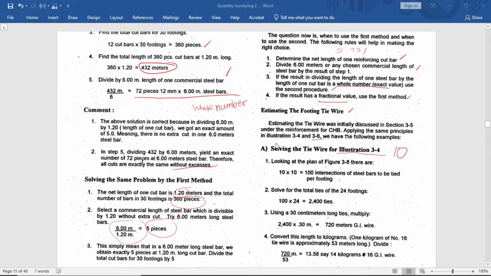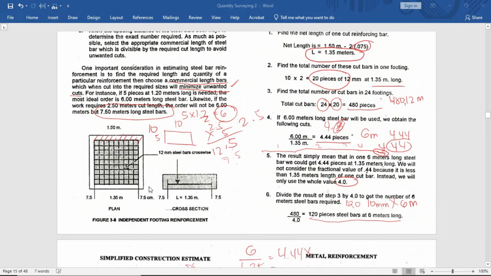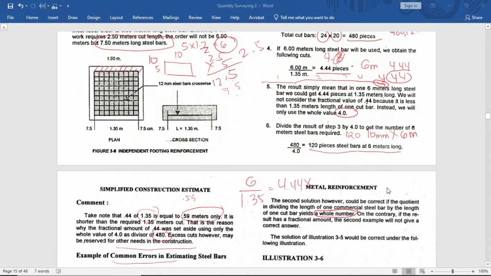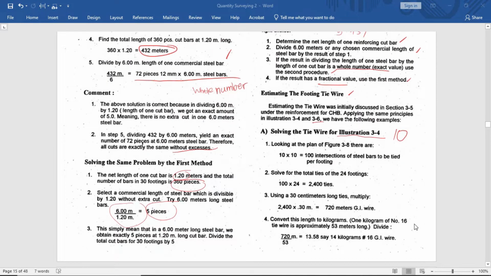Yan, 3-8. Ito yan. So, there are 10 cut lengths, 10 sa isang side, 10 sa isang side. So, it means that meron tayong 10 by 10. So, 100 intersections of steel bars to be tied per footing.